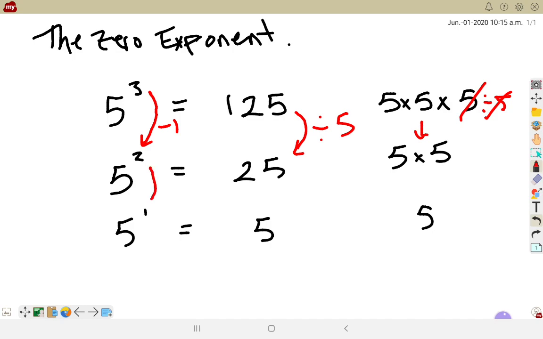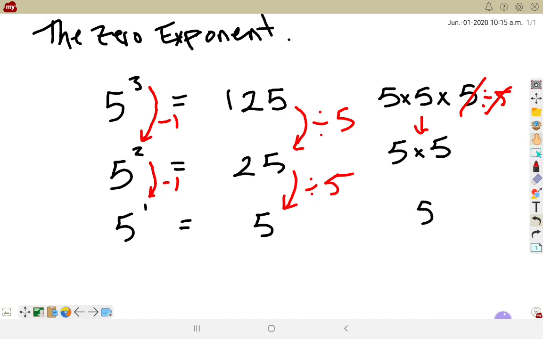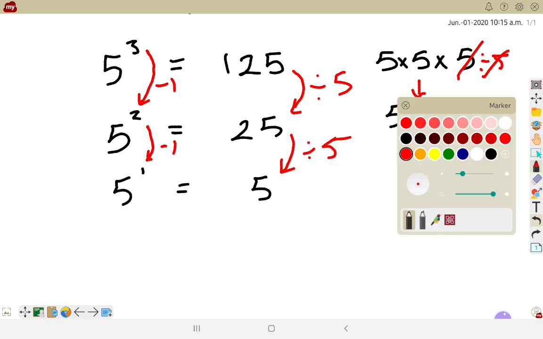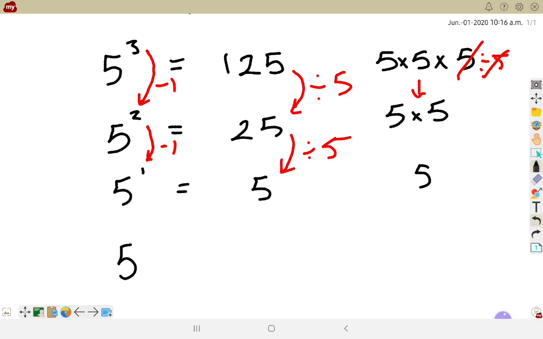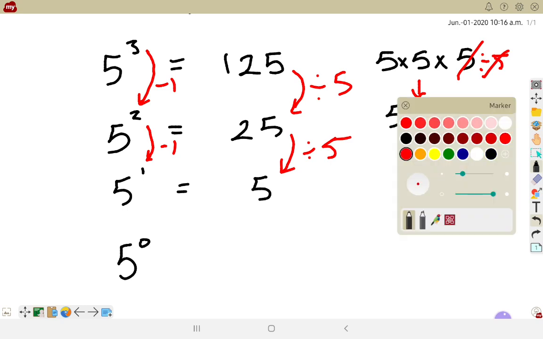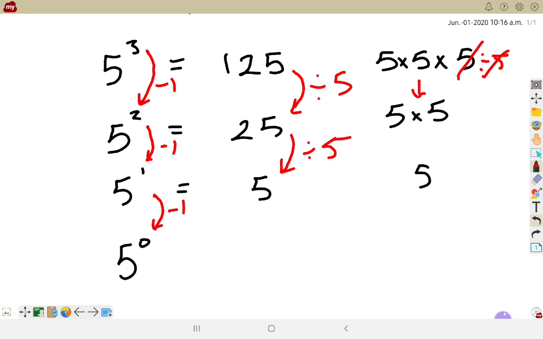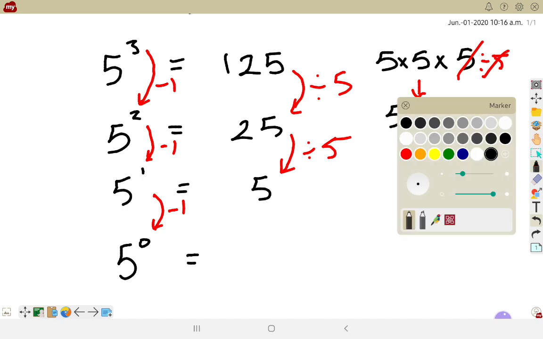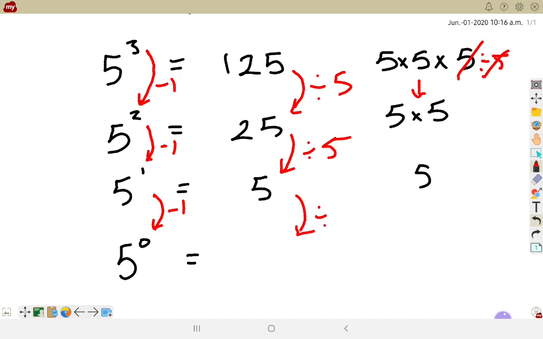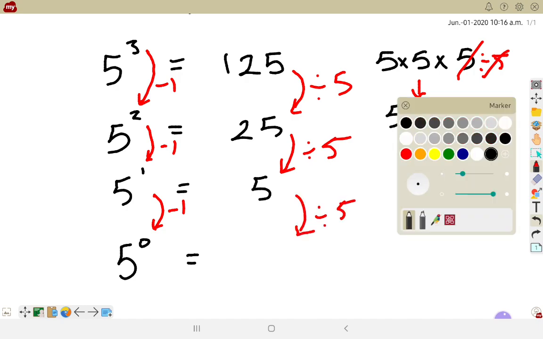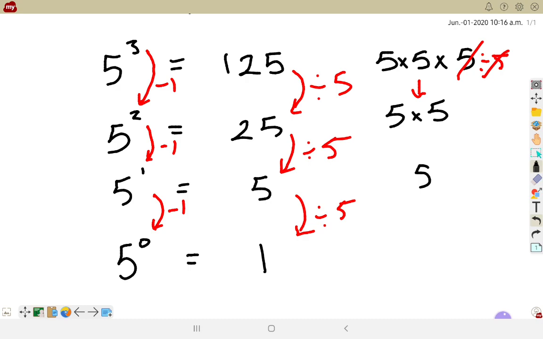And if I decrease my exponent by 1 again, then I'm going to divide by 5. This is my pattern, right? And if I do that one more time, if I decrease my exponent by 1, now my exponent becomes a 0. Well, my pattern tells me, since I decreased my exponent by 1, I must divide by 5. And 5 divided by 5 is 1. Okay? I get that anything with an exponent of 0 is 1.